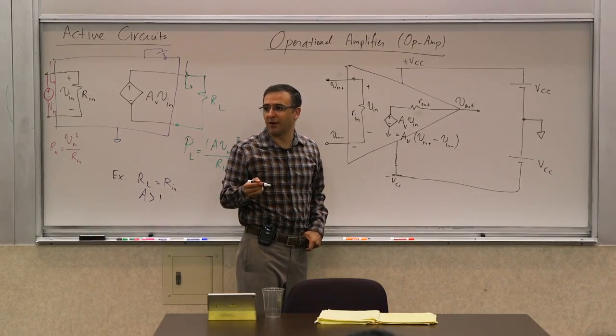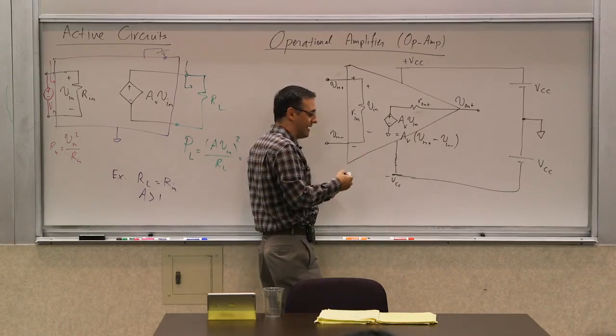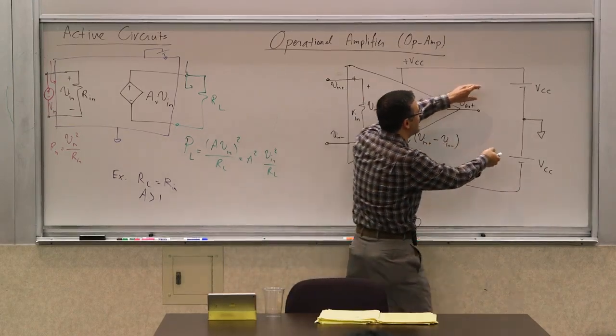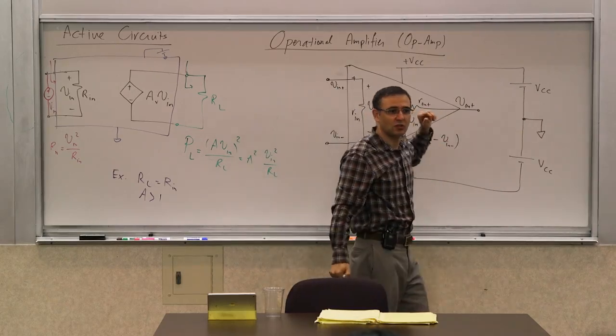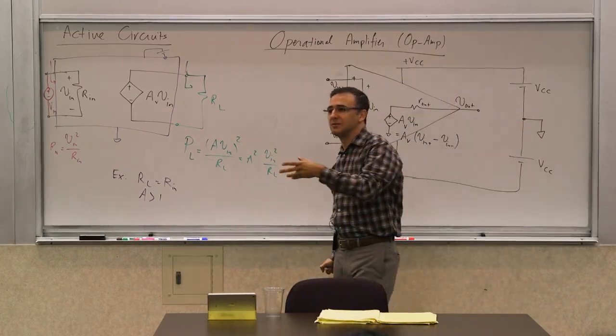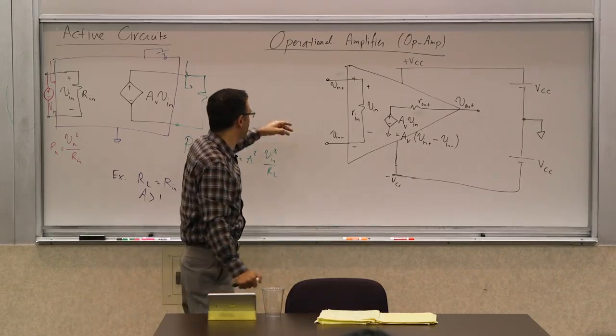When you're amplifying power, you're essentially taking the power from this DC battery and converting it to what we call the signal, or AC. So it's a means of converting the power from DC to AC, or whatever this input signal is.